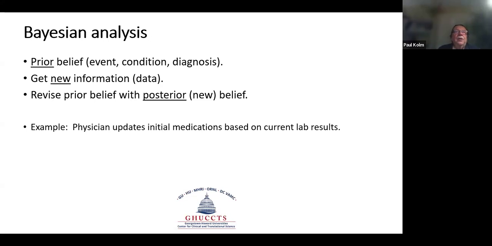Clinicians usually do their analyses, if they're publishing papers, from the frequentist perspective, because that's probably what they've been taught in medical school. However, in practice, they are really Bayesians because you get new information, you see a patient, the patient has initial medications that they've been taking, and then the physician may update those medications based on current lab results, may increase or decrease the dose or whatever. So in practice, clinicians are essentially Bayesians.